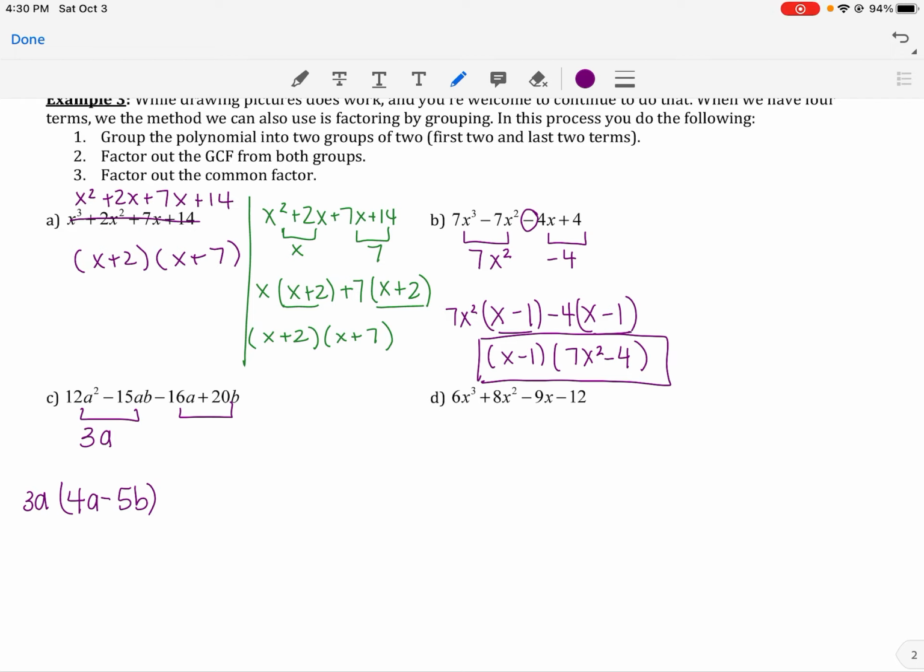Okay, here, 16 and 20, we're going to have a 4. There's a negative in the middle, so we're going to pull that out. So 16 divided by negative 4 is positive 4. We still have the A. 20 divided by negative 4 is negative 5. We still have the B. We're going to write that negative 4 out front. Take the common factor, so 4a minus 5b in one set. Take the numbers out front, the 3a minus 4, in the other set of parentheses.